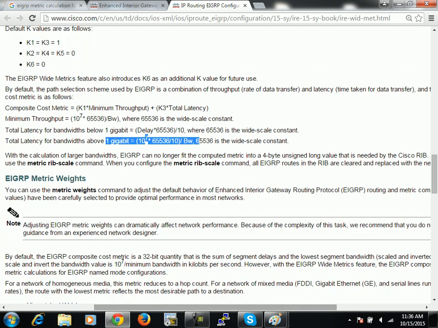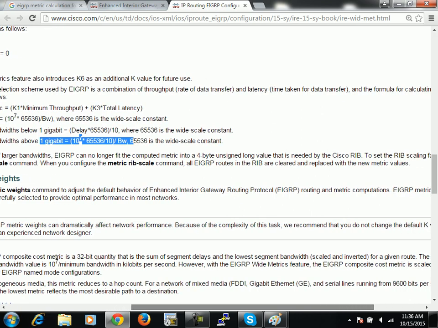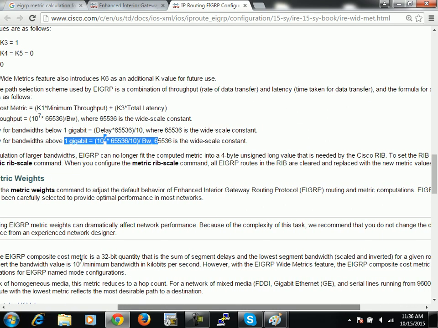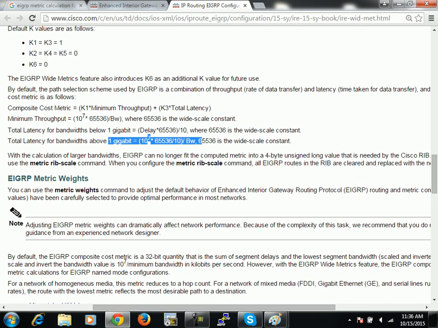And one more thing that I would like to show you: adjusting EIGRP metric weights can dramatically affect network performance. Because of the complexity of this task, we recommend that you do not change the default K values without guidance from an experienced network designer. So that will be the designer's job; going so deep is not our job. Whatever we needed, we have learned that.